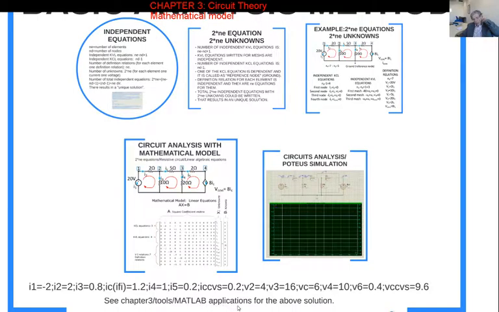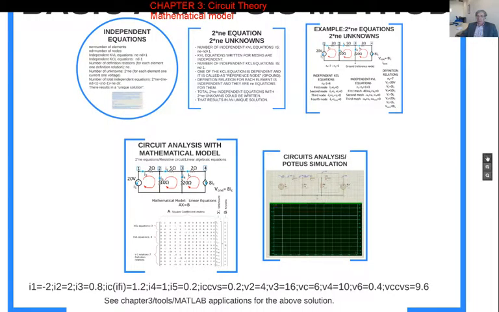So the MATLAB application for this example, you can find it under the Chapter 3 tools, MATLAB applications. You could exactly find the same circuit and how to solve this circuit. That means how to transfer this mathematical model to a MATLAB command, and how we're going to find the results. It is explained there, so you can check this as well.